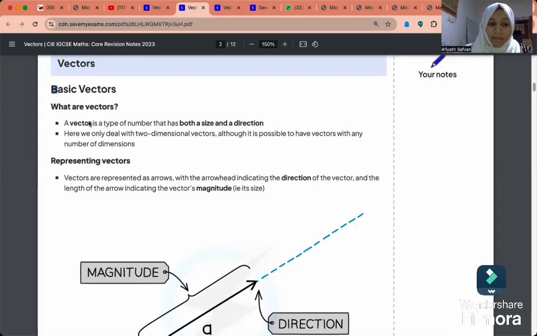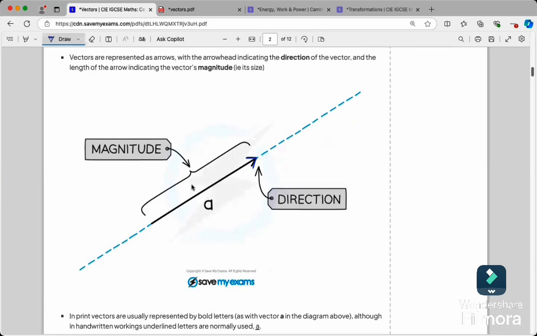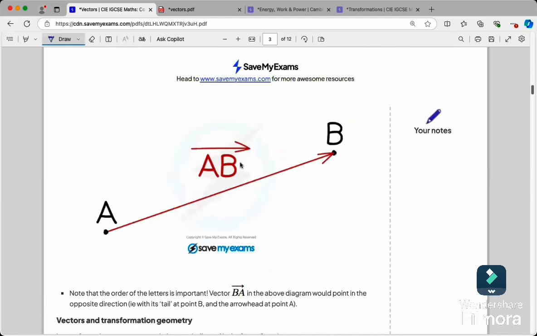Basic vectors. A vector is a quantity that has both magnitude and direction. Magnitude is nothing but the size, and the direction is whether it is upwards or downwards. And you can see this vector is represented by AB.